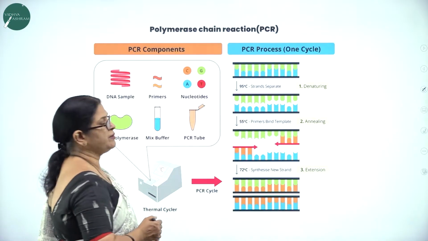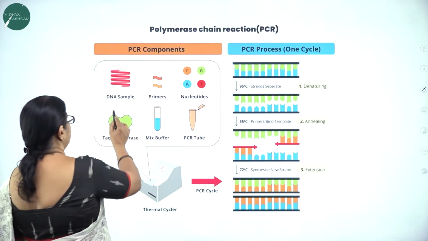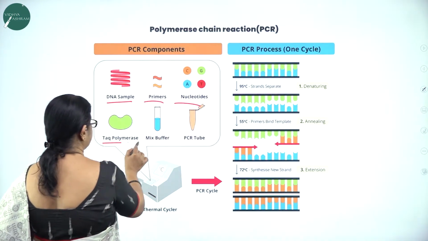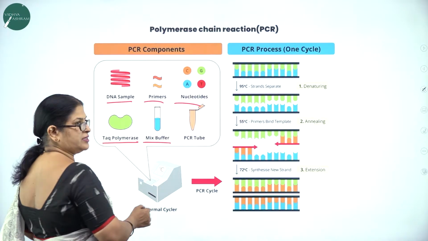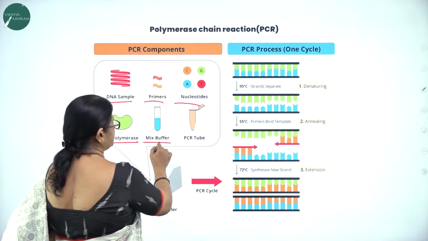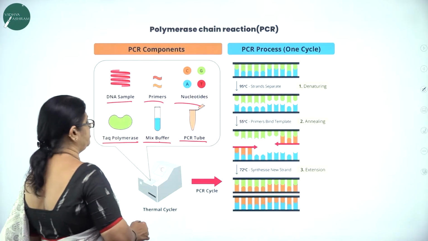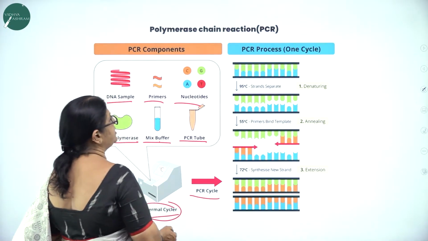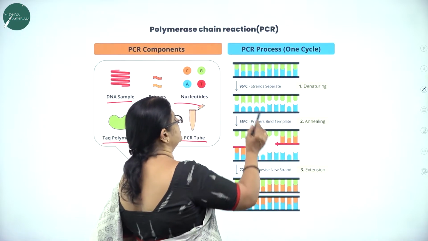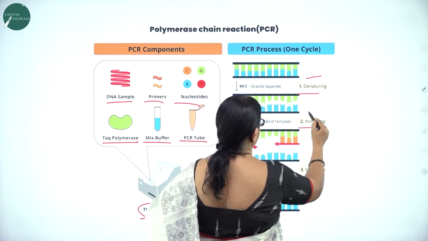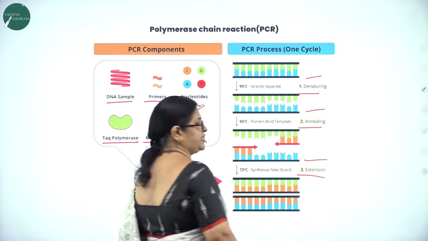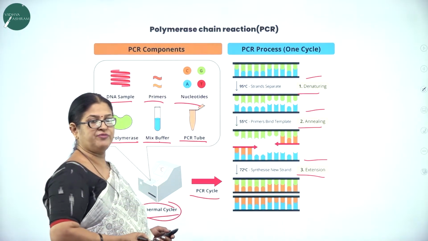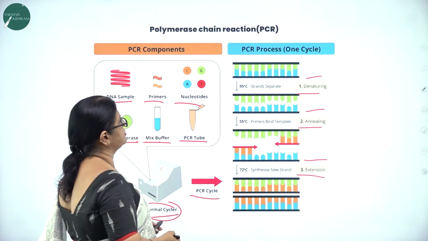Here you can see the polymerase chain reaction. Here the DNA sample is taken, here the primers, then the nucleotides, and here you can see the enzyme that is used. They are mixed in the PCR tube, and then the thermal cycler, here the PCR cycle. The first step is denaturing, the second is annealing, and the third is extension. So this is the diagram of the polymerase chain reaction.